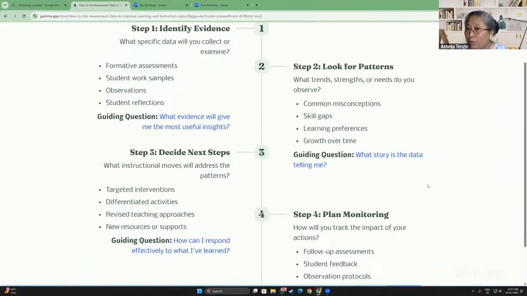Okay, so what are you looking for in patterns? You are looking at misconceptions. You are looking at skill gaps. Are there any gaps in the skill that you're teaching? Okay, are there any learning preferences? Do students learn better through visual or hands-on or auditory? Okay, and what is the growth over time? So how have they improved? Okay, so this step 2 is about looking for patterns. These are the patterns that you need to see.